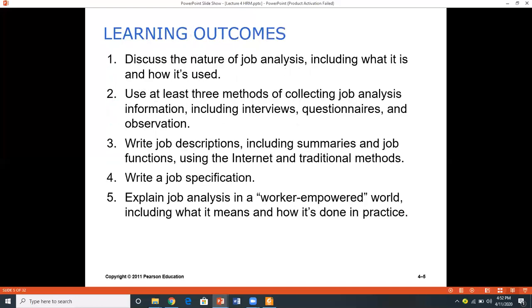After reading this lecture, you will be able to discuss the nature of job analysis, including what it is and how it is used. Use at least three methods of collecting job analysis information, including interview, questionnaire, and observation. Write a job description, including summaries and job functions, using internet and traditional methods. Write a job specification. Explain job analysis in a worker-oriented world, including what is meant and how it is done in practice.